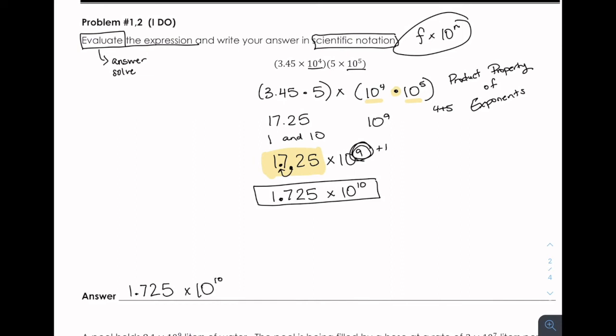If you have not done so, please make sure you copy this. So you want to copy my work, and you want to copy the answer. Go ahead and pause the video now to do that. All right, let's take a look at the next one.